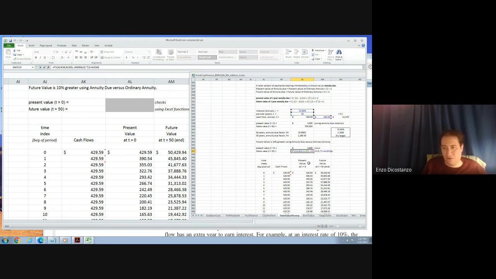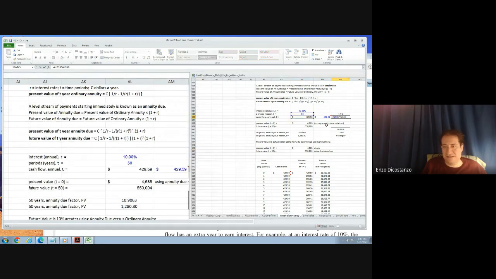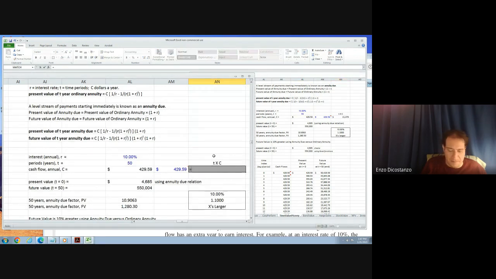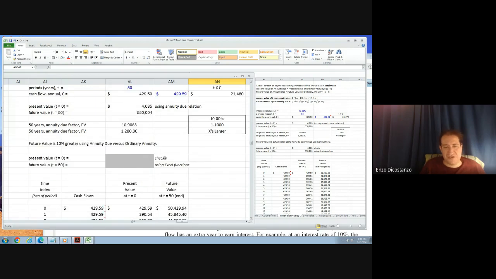Yeah, all of this was using Excel functions, this stuff, these checks, and we're going to do those next. This T times C is just what it sounds like. Okay, again, that's nominally what your payments are, 21,480, but you can see obviously it grows to much bigger numbers. Again, because it's working for a long time and it's a relatively high interest rate.